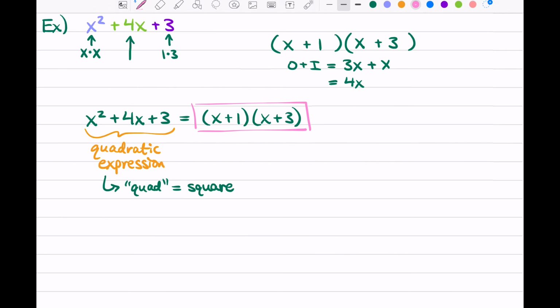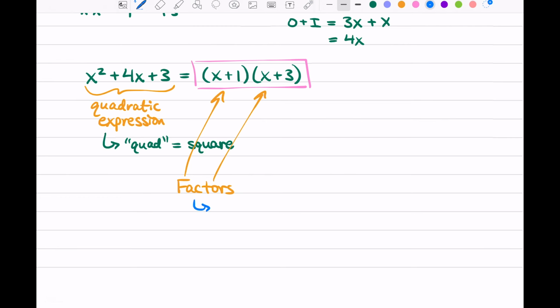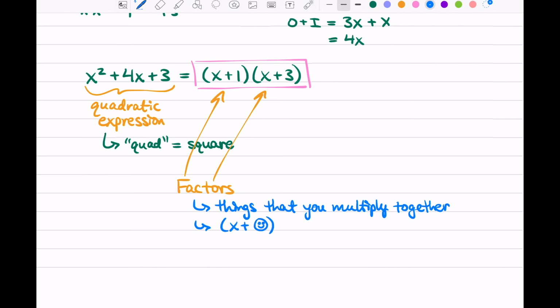And we saw that our quadratic expression is equal to two polynomials multiplied together. And each of these is called a factor. These are factors. And factors are just things that you multiply together. So we'll have something that looks like x plus smiley face, just a number in disguise, times x plus heart.